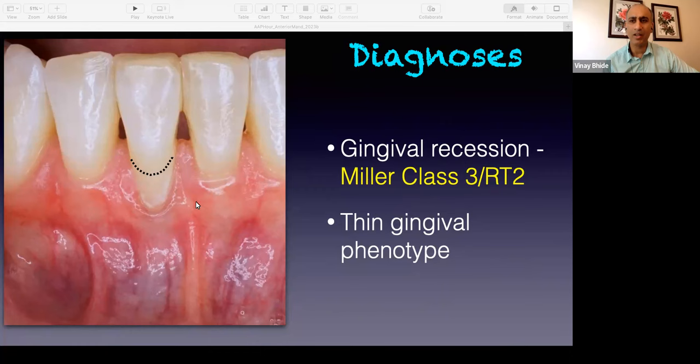We call this a Miller class 3 because by the definition of Miller class 3, we see interdental loss of soft tissue, and clinically there was a little bit of malpositioning. RT2 recessions are very similar to Miller class 3s in that we see interdental attachment loss, but it's still less than what we see on the buccal. Okay, so the CEJ in this case is exposed, but the attachment levels interproximally are still less than what we see buccally. And so this is an RT2 recession. And the patient has a thin gingival phenotype.